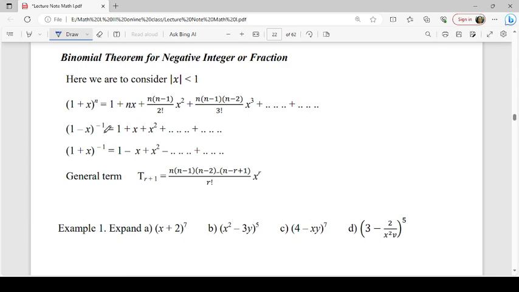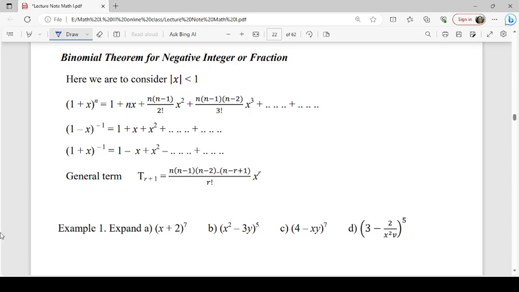So when n is equal to minus 1, in place of x we write minus x, so minus minus is plus. So it is 1 plus x plus x square plus etc., etc. Then (1 + x) to the power minus 1 goes like this.